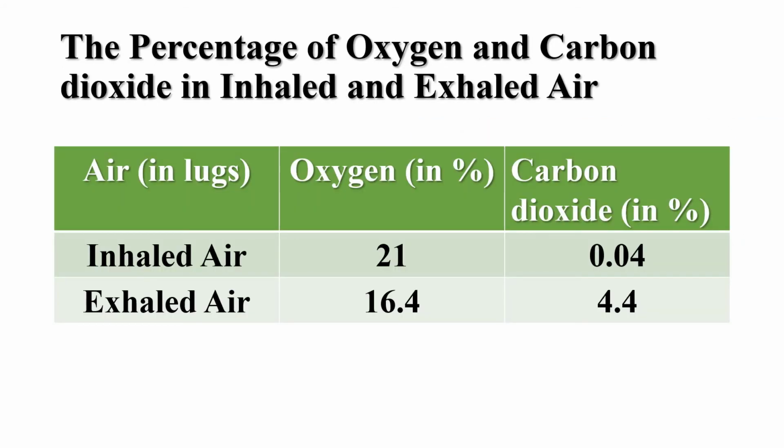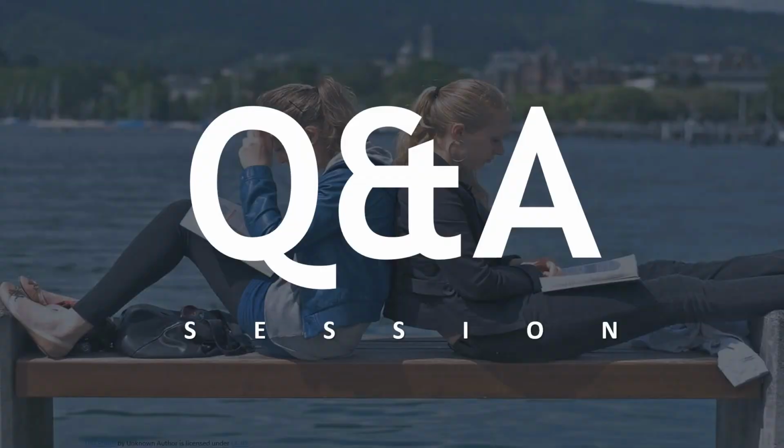Now let us learn about the percentage of oxygen and carbon dioxide in inhaled and exhaled air. You can see on your screen a table showing the percentage of oxygen and carbon dioxide in inhaled air and exhaled air. In inhaled air, oxygen is 20% and carbon dioxide is 0.04%. And in exhaled air, oxygen is 16.4% while carbon dioxide is 4.4%.